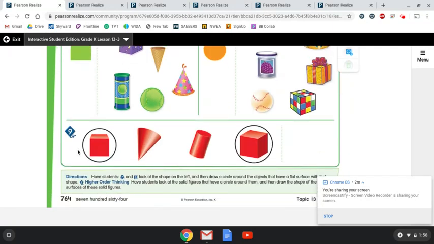Now, number 9, it's a higher order thinking question. So this one, I often have to guide them a little bit more to the problem because it's not something that comes as easily. It's higher order thinking, something that they have to think a little bit more about. So that one you can try to help them a little bit, but again, it's independent practice. Let them try to do it as much as they can.